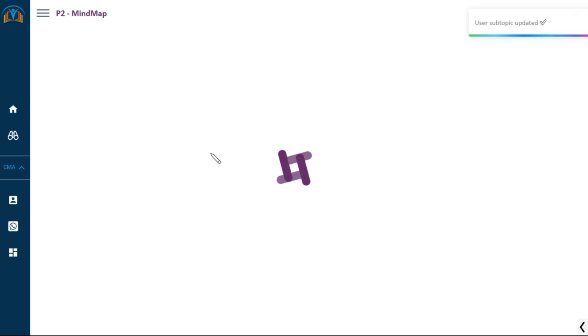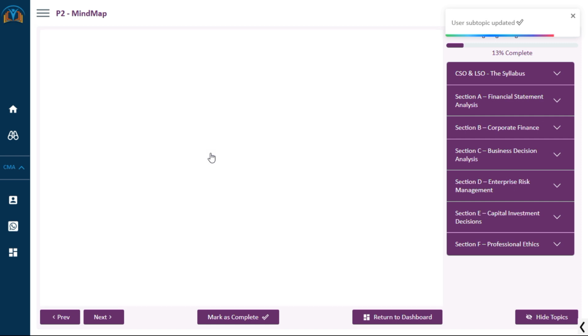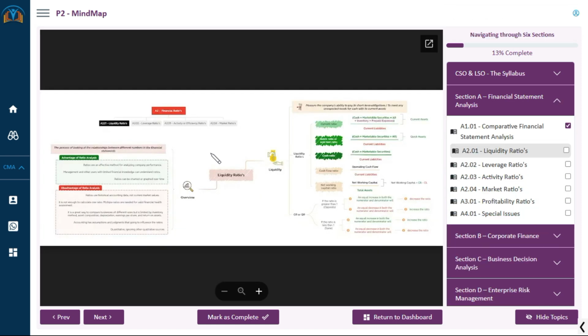We'll click on mark as complete. So overall, what we have completed? We have completed your P2, which is 13% complete. So let us start on the comparative financial statements MCQs.